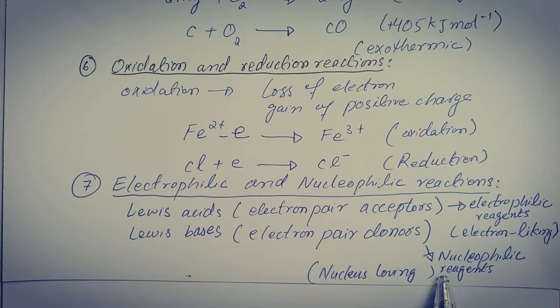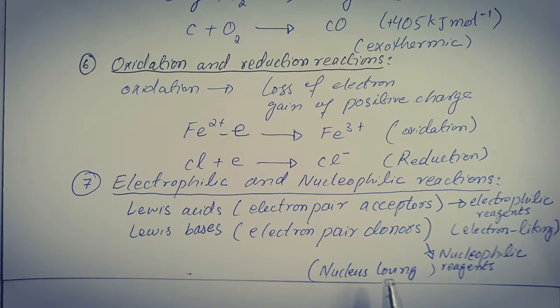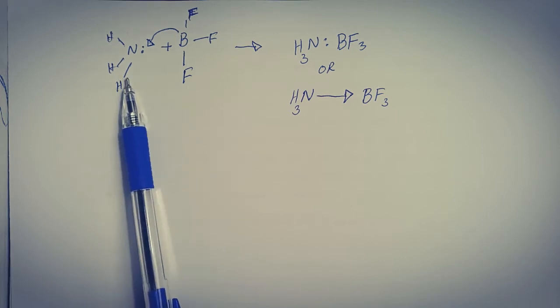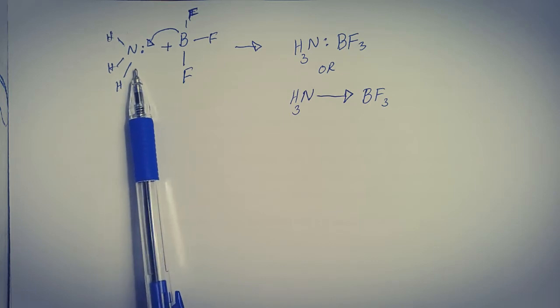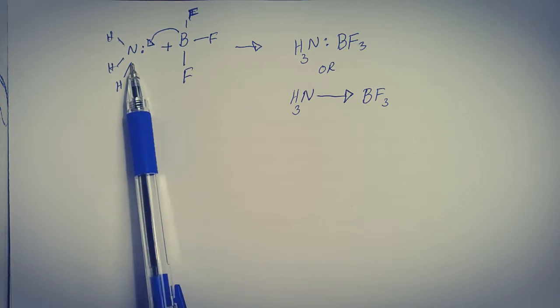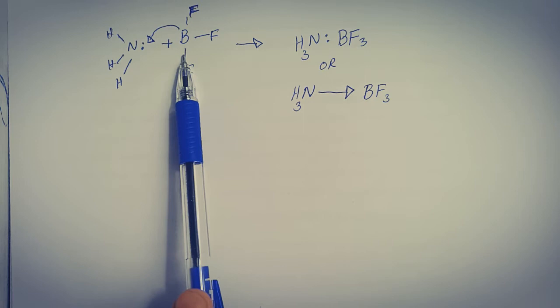So the nucleophilic reagents or nucleophiles tend to attack the electron deficient sites. For example, ammonia has a lone pair of electrons, so this ammonia is electron rich, so this ammonia will act as a nucleophile. It means that it will tend to donate an electron pair to the empty orbitals of boron.